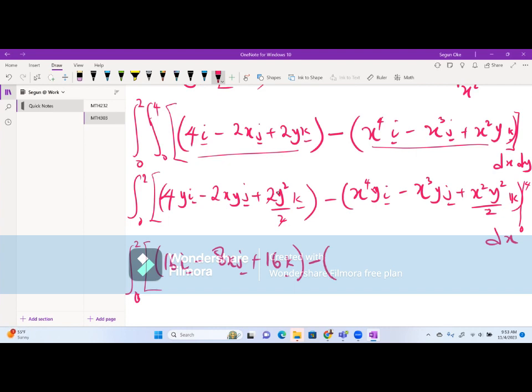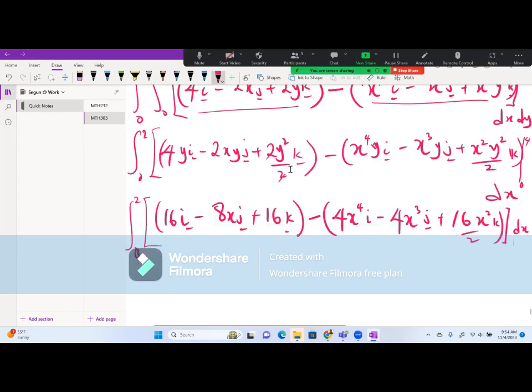Minus, so substitute 4 again, you have 4s raised to power 4 i minus 4s raised to power 3 j plus s squared y squared. Sorry, the y squared here is what? 16s squared over 2. Okay. This will be what? ds. Now we integrate this one with respect to x.